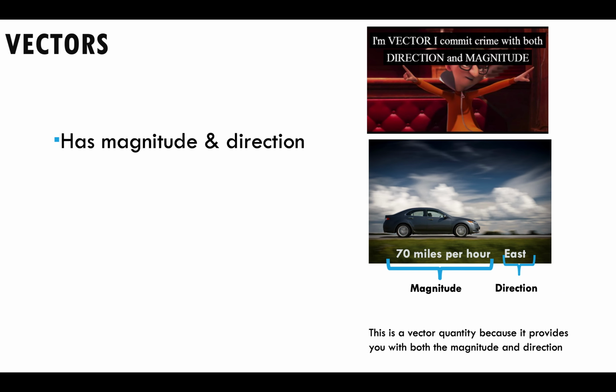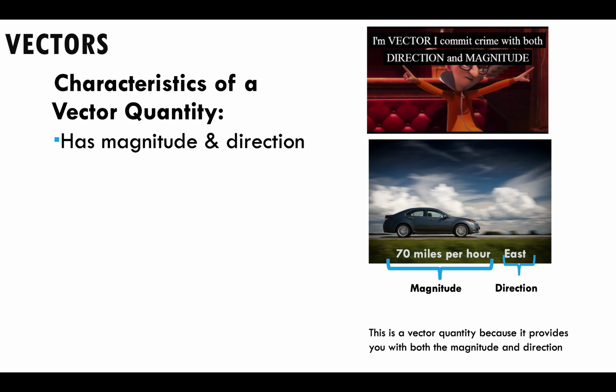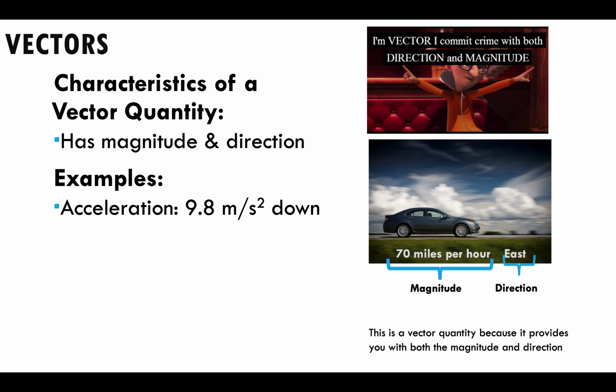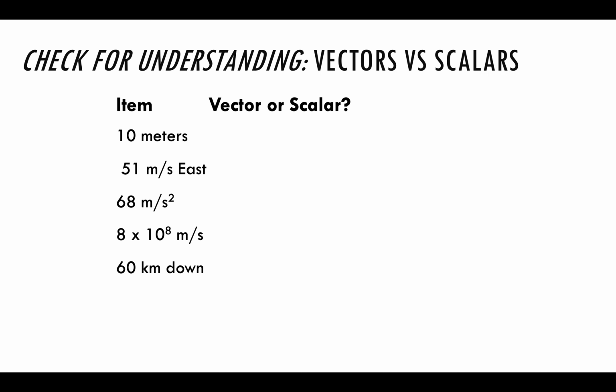Whereas a vector, which is what this unit focuses on, includes both the magnitude and the direction. So we're basically taking the scalar and adding direction. Examples include acceleration, which would be 9.8 meters per second down. We could say a vector quantity for velocity would be 25 miles per hour west, things like that, all right?